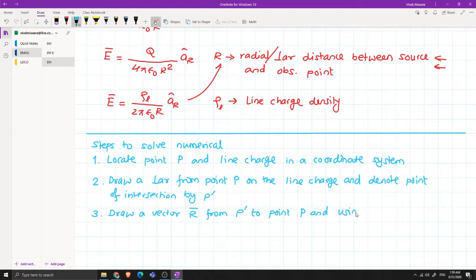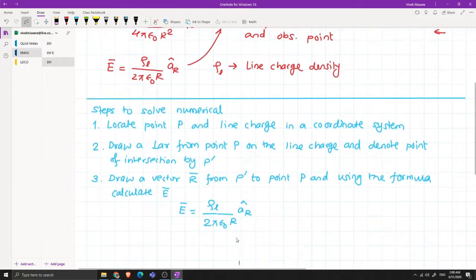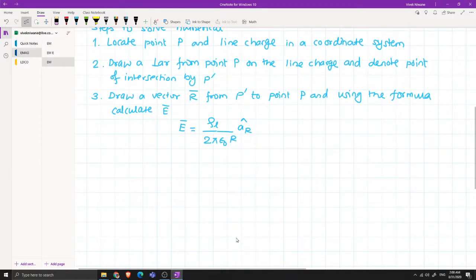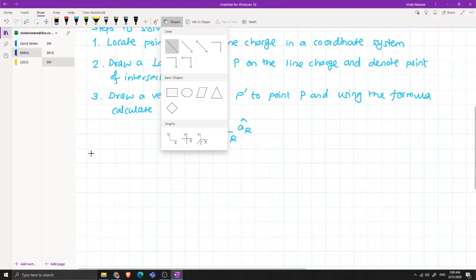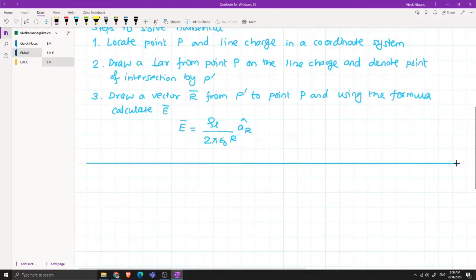And using the formula, calculate E bar. And which formula is that for the line charge? E bar is equal to rho_l upon 2 pi epsilon 0 r into a_r cap. Okay, these are very important steps. Once you get acquainted with these steps, solving the numerical will be just like a piece of cake, nothing different.